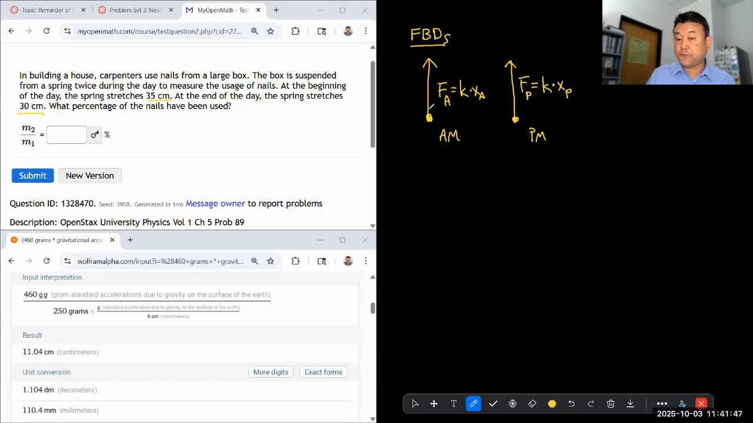Now, these are not the only forces at each instance. There should be gravity, so downward. So the amount of mass, so let me call the, what percentage of nails have been used.